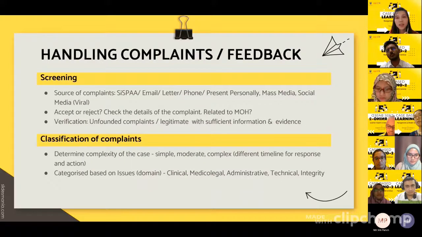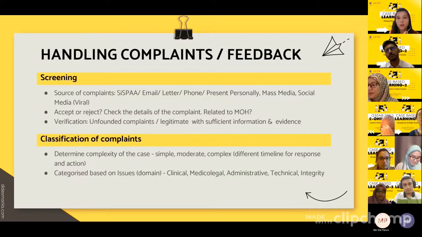And the thing is, how do we handle complaints or feedback? Okay, first, any complaint or compliment will be verified and the source verified, whether it came through email, surat layang, letter, phone, or the person personally present at the office. Say it's a complaint towards a staff member, then we have to determine whether to accept or reject it. This is usually handled by the corporate communication unit, where the details of the complaint are checked, whether it is related to the ministry, and then verify if it's an unfounded complaint or legitimate with sufficient information and evidence.